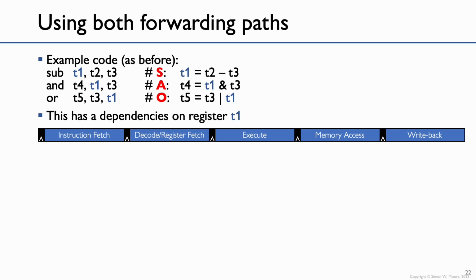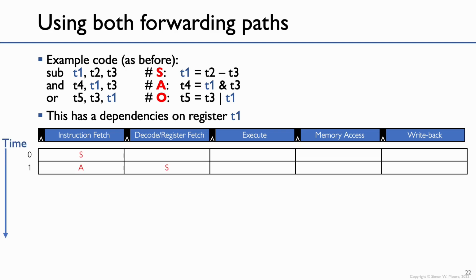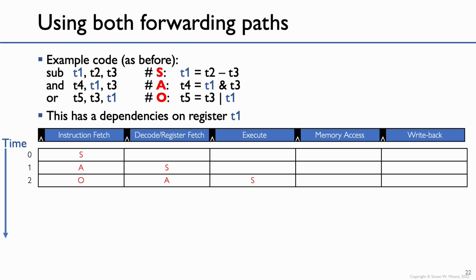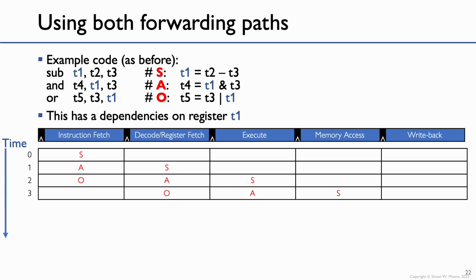So same example, same sequence of code, subtract, add and OR, and over time, we fetch S, that proceeds to decode, we fetch A, and so on. And at this point, this is then interesting, we use our new forwarding path. So we have that new forwarding path from the memory access stage back to execute. In other words, the result of execute we can forward directly back into the input of execute, and that avoids any bubble in the pipeline.